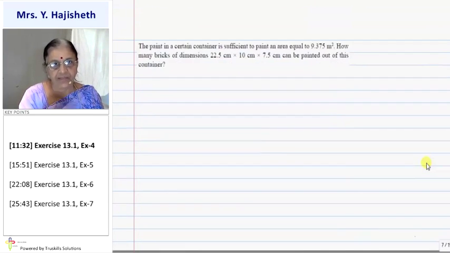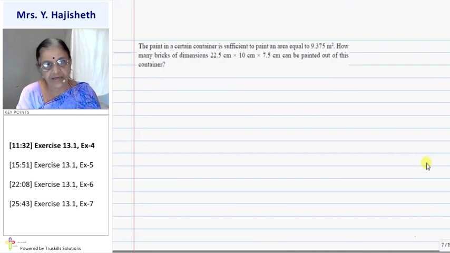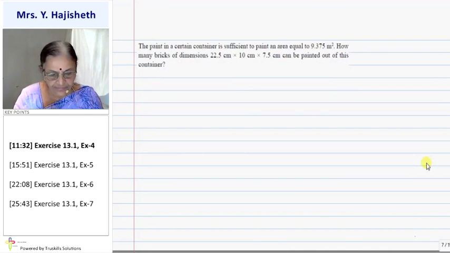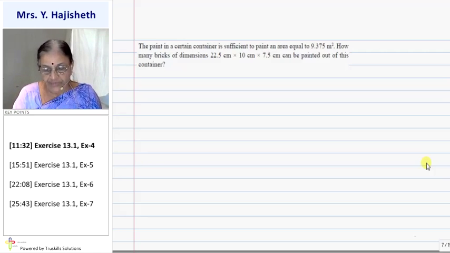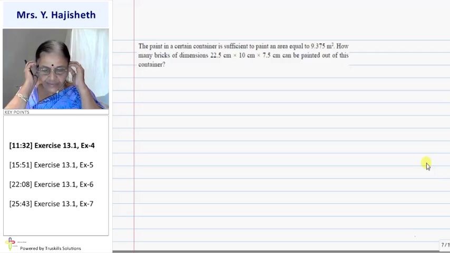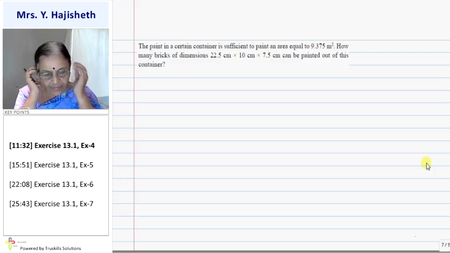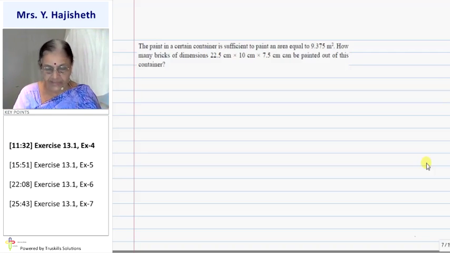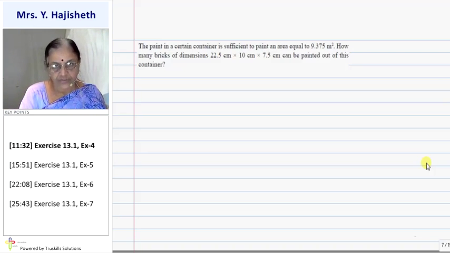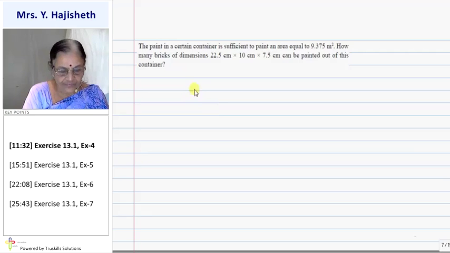Now see the next one. The paint in a certain container is sufficient to paint an area equal to 9.375 meter square. How many bricks of dimension 22.5 centimeter by 10 centimeter by 7.5 centimeter can be painted out of this container? Okay. So first we find out surface area of 1 brick.